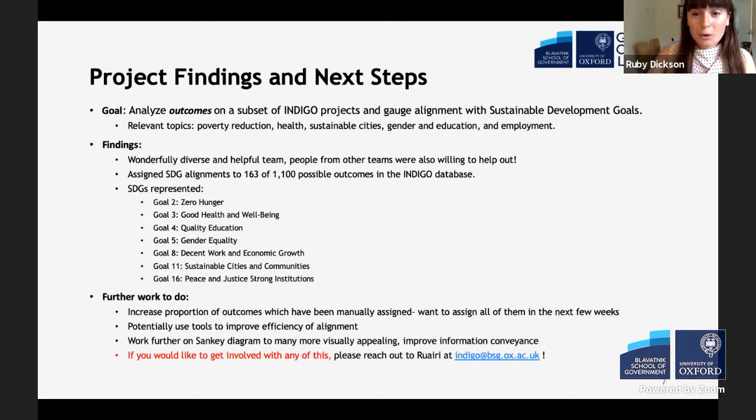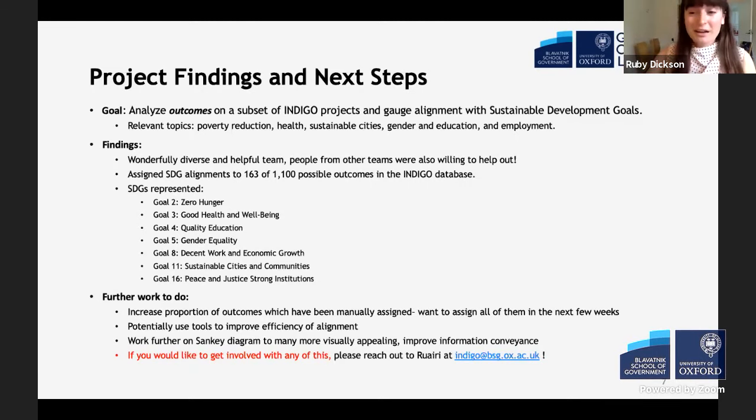And then for the further work, I just wanted to highlight that this requires that we generate a few new data fields in Indigo. If we wanted to scale this up for all the projects, we would definitely want more help with manually assigning some of these outcomes. And also, if anyone wants to help out with validating these assignments, I think that would be extremely important.